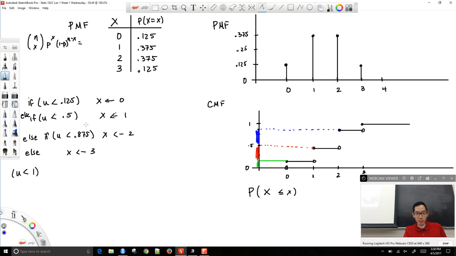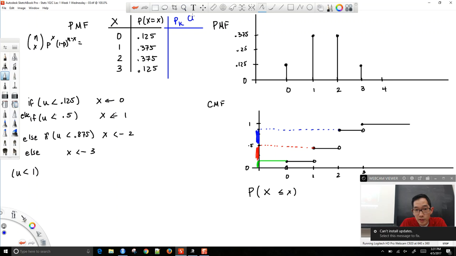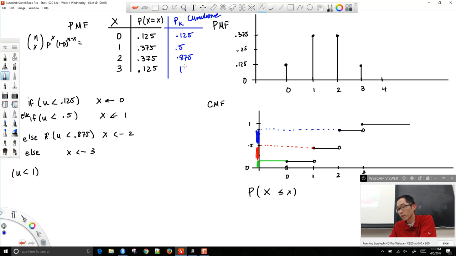So what would we call 0.875, 0.5, and 0.125? Looking at all of these things, we would call each of these things the probability that x is equal to x, and then over here we would have the cumulative probability, which we will call p sub k. This is the cumulative probability, okay? And so we just say 0.125, 0.5, 0.875, and 1.